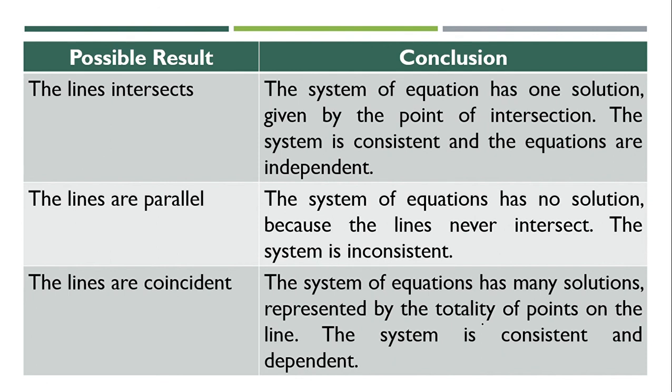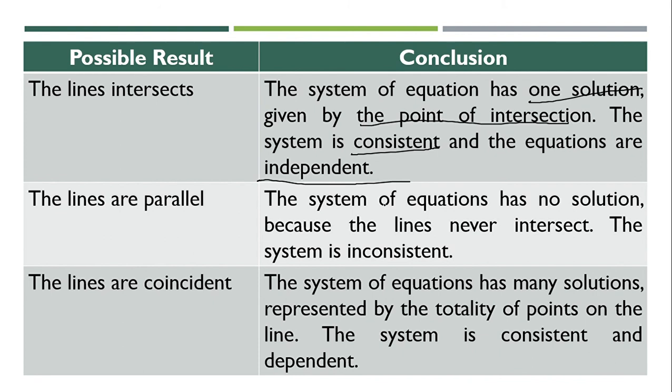There's a table here. We have here the possible result and the conclusion. If the lines intersect, the system of equations has one solution. Take note of that. The solution is given by the point of intersection. So the system is consistent. Take note of that. And the equations are independent. Those are the things that you must consider to know if the lines intersect.